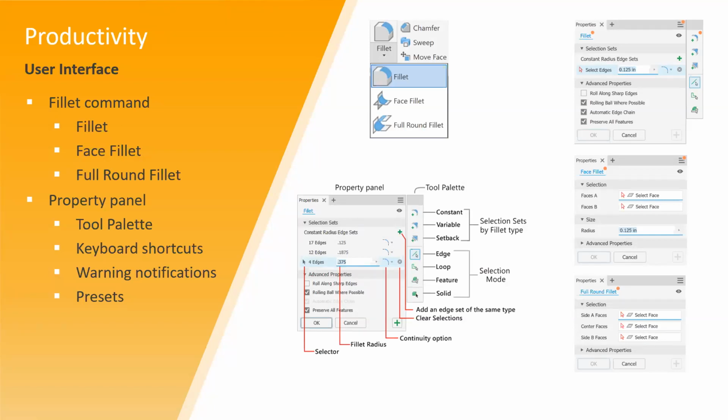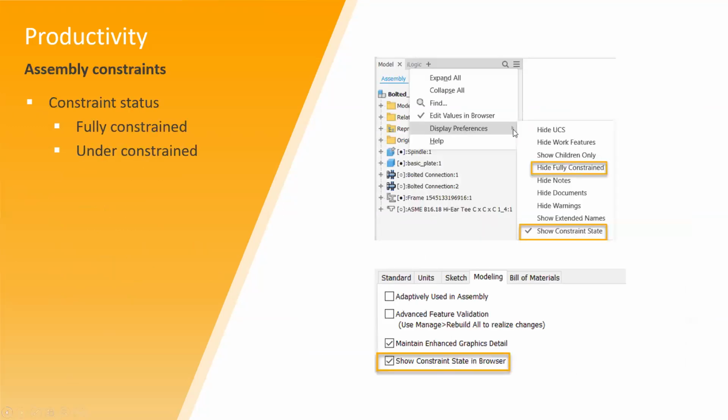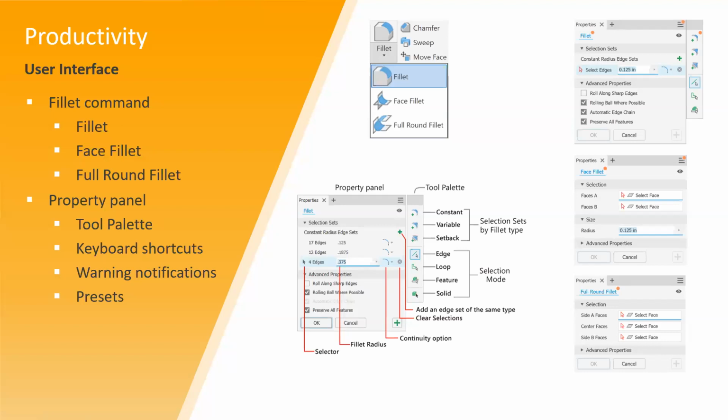So the fillet command in the part environment has actually gone through quite a major change. There are actually three fillet subcommands within the main fillet. So there's your normal edge fillet, and there's a face fillet and full round fillet. And the property panel also has a bit of interface change. And next up, I will show assembly constraints also. So let me go to Inventor.